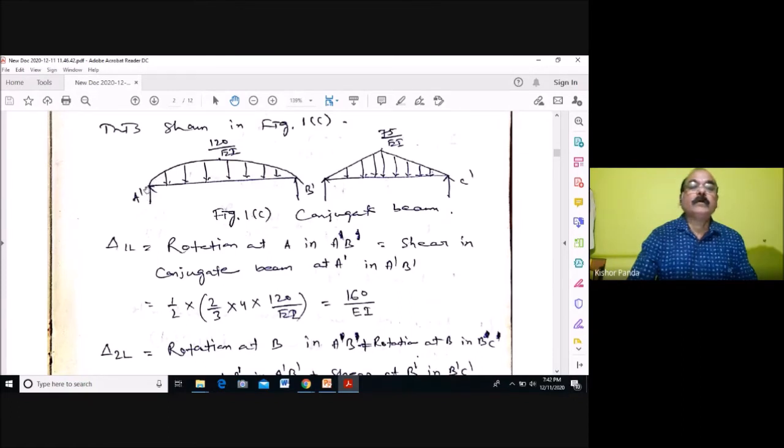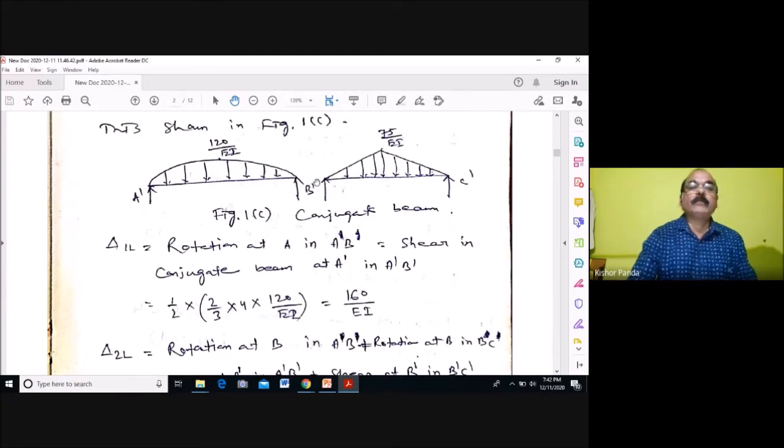You can find it because you know the total load acting here. This total load divided by 2, then you can find what is the reaction here and what is the reaction here. What is the total load here? Because this is parabolic, the total area of this diagram is 2/3 into base into height, and half of this load will be shared by this reaction, and half by this reaction. So R at A dash is equal to 160 by EI. This reaction is equal to the shear at A dash. So this shear is equal to the rotation at coordinate 1 due to the applied load in the real beam.